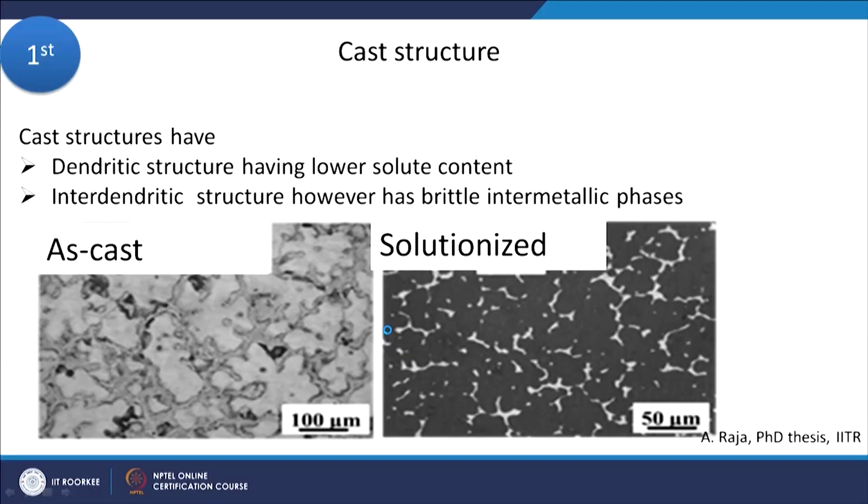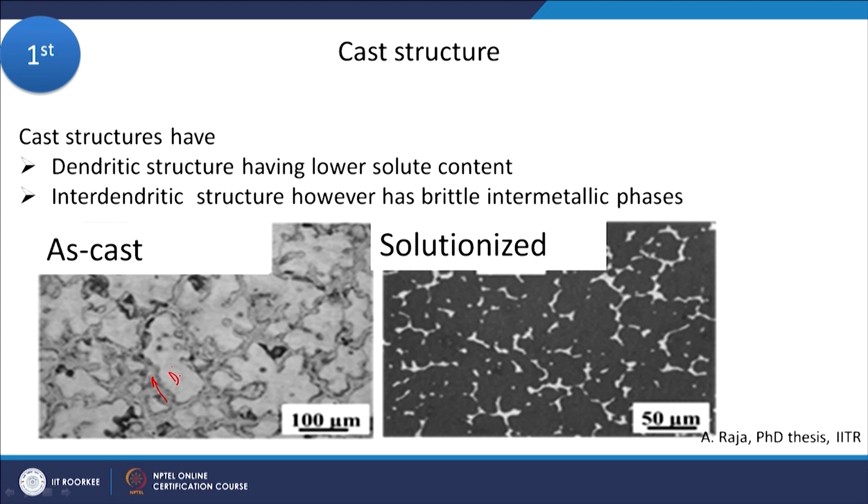So, what is the problem with cast structure? Okay. So, they have dendritic structure and, as I told you, they have lower solute content, and interdendritic structure has higher solute content, and usually intermetallic phases will be there which are brittle in nature. So, you can see this is a cast structure of AZ91 alloy, and the dendrites are relatively solute poor, where this is the interdendritic region and this is my dendrites. They are solute poor.